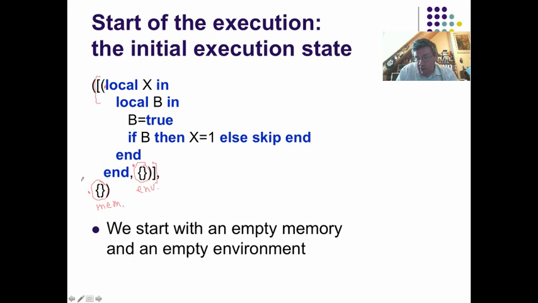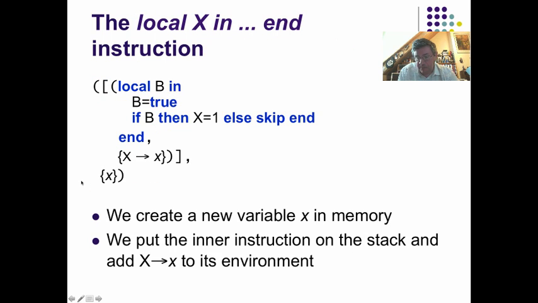So in this case, it's a local instruction. So we go on, we do local x in. So the local x in instruction, what it does is it creates a new variable in memory, little x. It puts its inner instruction, which is a local b in, on the semantic stack, and it does so with a new environment, which is the old environment, and an additional link connecting the identifier big X with the variable little x. So again, we have a single instruction on the semantic stack.